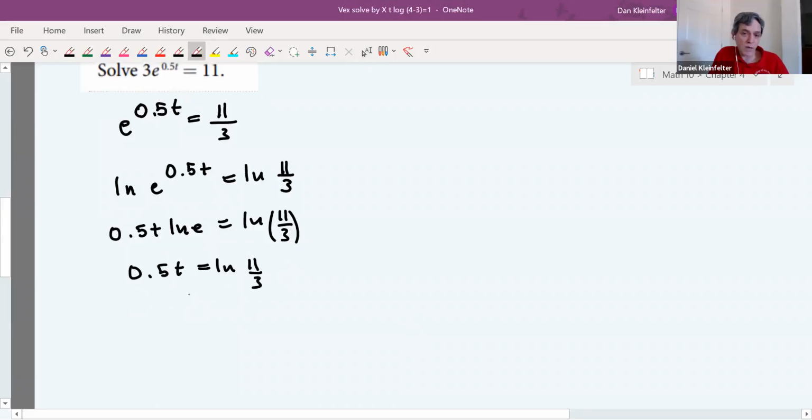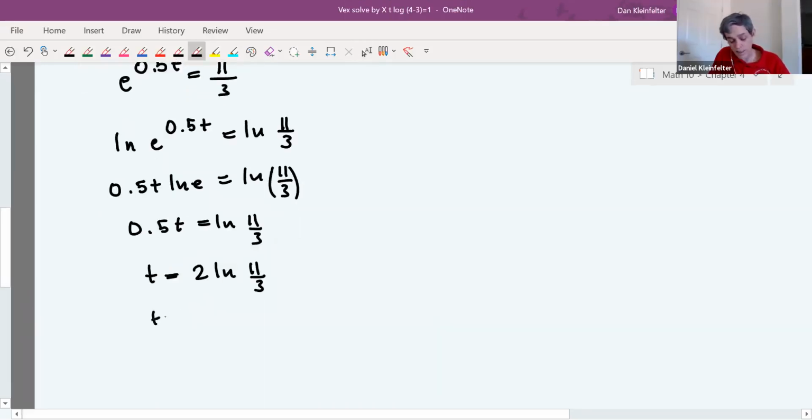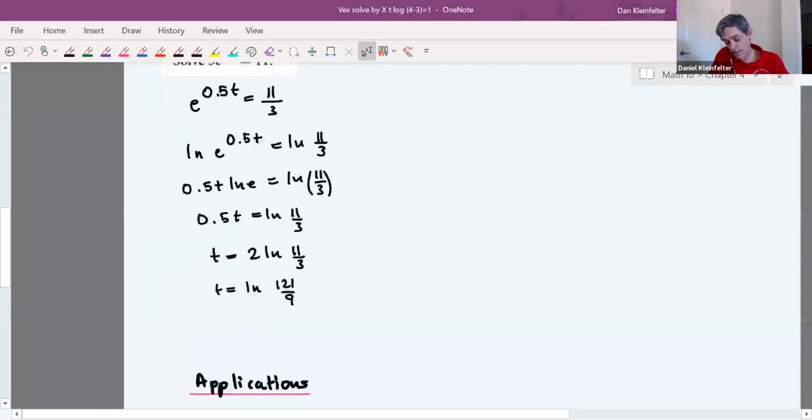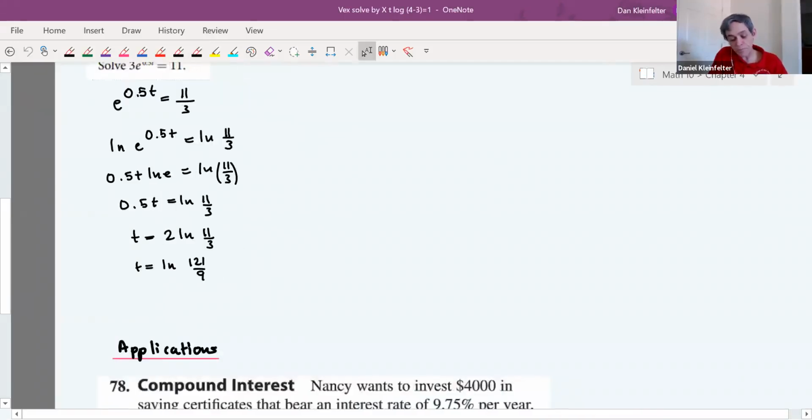Okay, so then we're going to divide by half, or multiply by 2, depending on how you want to look at it. So t will be 2 natural log 11/3. Okay, or if you want to simplify that a little bit, this will be natural log 121/9. I'll leave it to you to figure out how I did that. Let me know if you don't get it or if you have any questions.